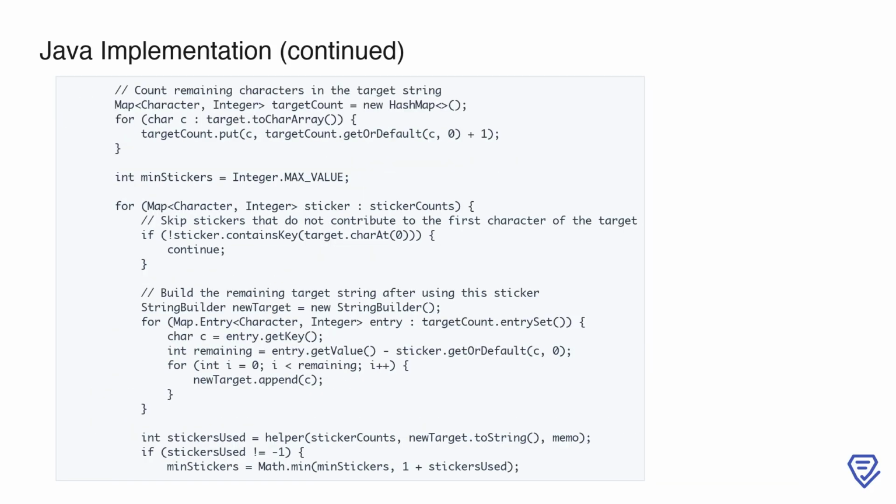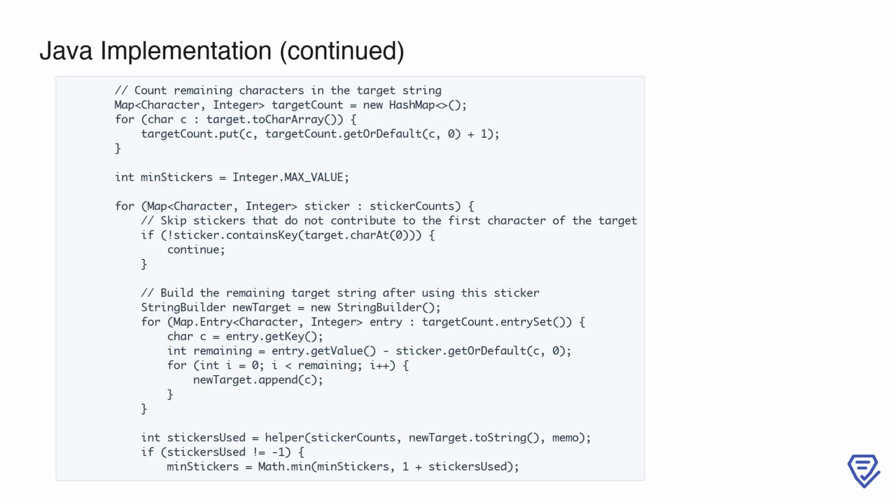In this part of the implementation, the helper method begins by checking if the target string is already in the memo. If it is, we simply return the stored result to avoid redundant calculations. Next, we calculate the frequency of each character in the current target string using a map called target count. This helps us determine the characters we still need to form the target. We then initialize a variable minStickers to hold the minimum number of stickers required, starting with the maximum possible value.